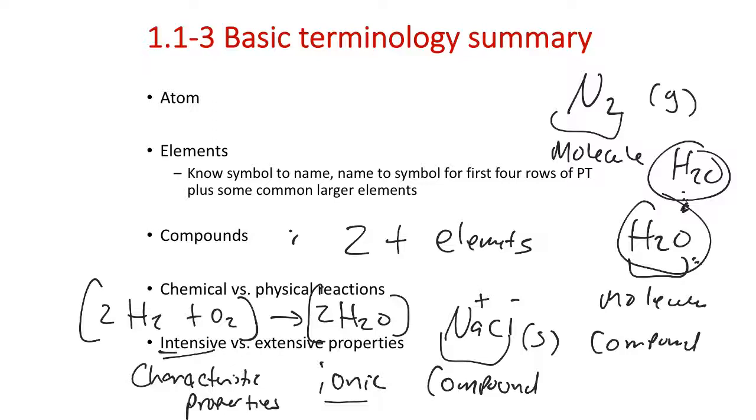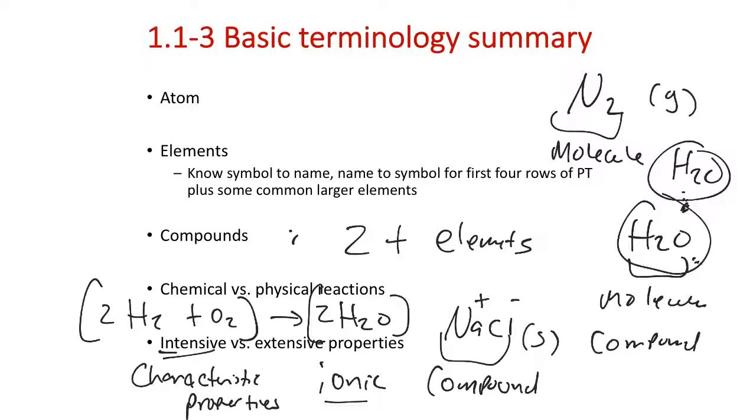Like a liter of water, or 2 liters of water, or 3 liters of water. That's not some fundamental property of water. That's just however much you happen to have. But the melting point of water is the same regardless of whether you have a liter, or 2 liters, or 3 liters. The boiling point of water is the same regardless if you have a lot or a little. So most of your properties, like the density of water, is always about 1.0 gram per milliliter, regardless of how much you have.